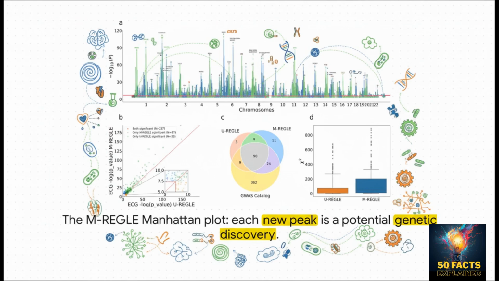And wow, just look at the result. This is a Manhattan plot, and it basically shows us all the genetic discoveries mREGLE made when it looked at 12 different heart readings, ECG leads, all at once. Every single one of those giant peaks shooting up past that red line, that's a potential new genetic discovery for heart health. By putting all the data together, it's finding stuff that was just impossible to see before.